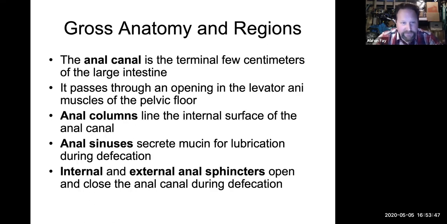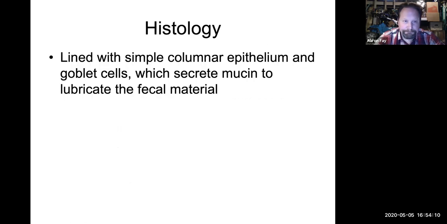Anal canal, the last few centimeters of the large intestine, right? It needs to pass through the muscles of the pelvic floor, anal columns and sinuses. Remember, these are the sort of grooves around the anus that allow for this structure to open and close. And the internal and external sphincters are to be able to control your bowel movement. Okay, so that's sort of the gross anatomy.